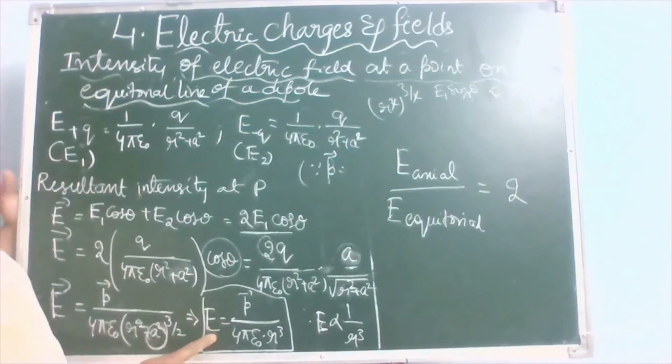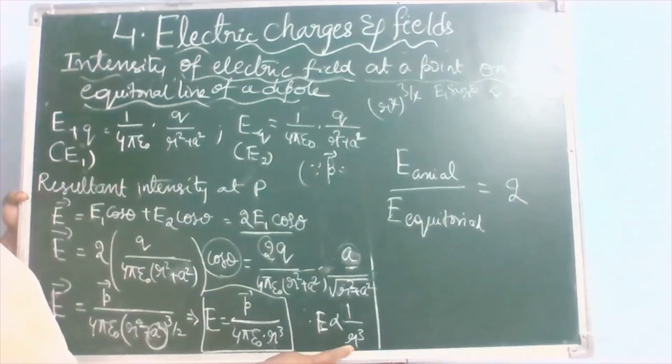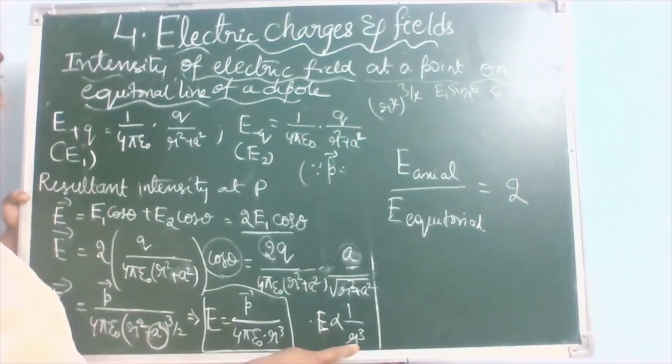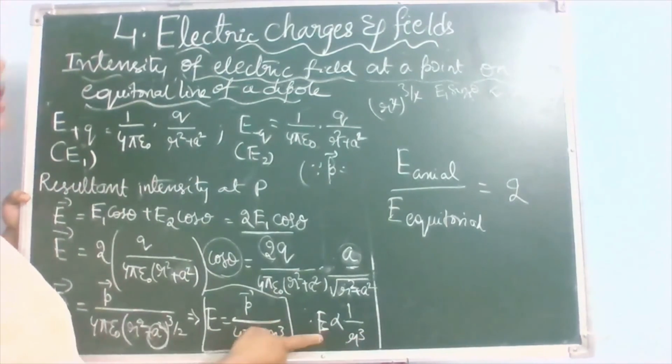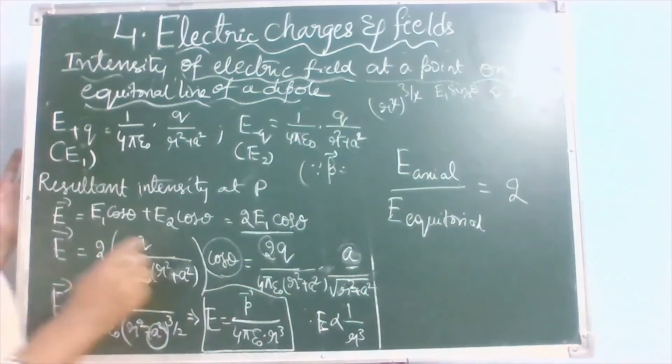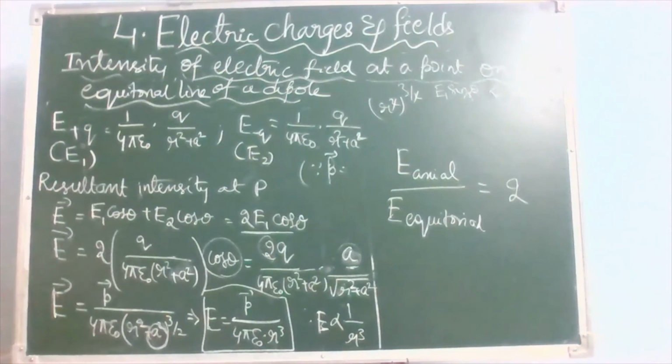Also this electric field intensity depends upon the distance. As the distance decreases, the electric field intensity increases. So this is about the derivations related to these topics in this chapter.